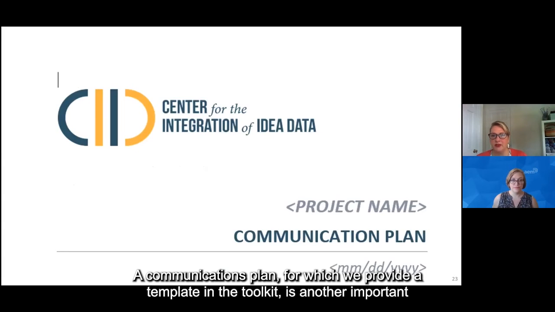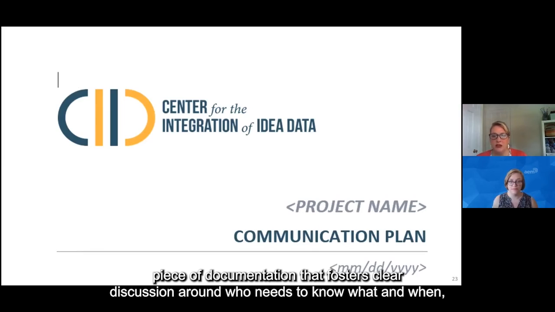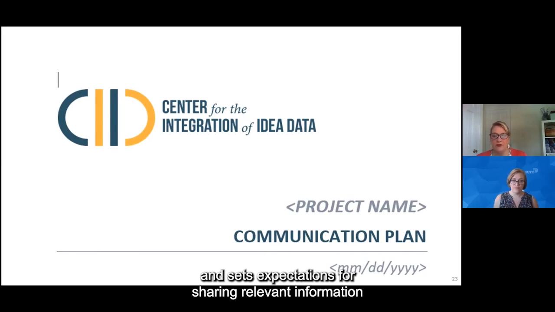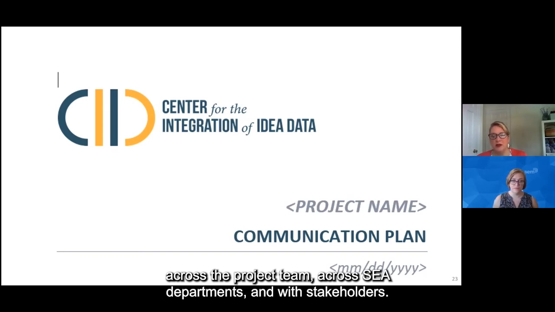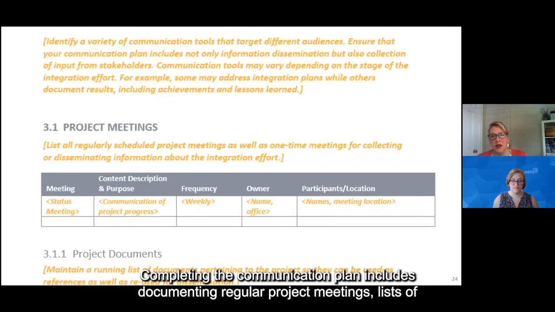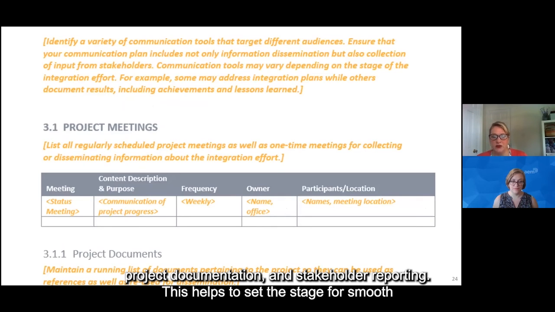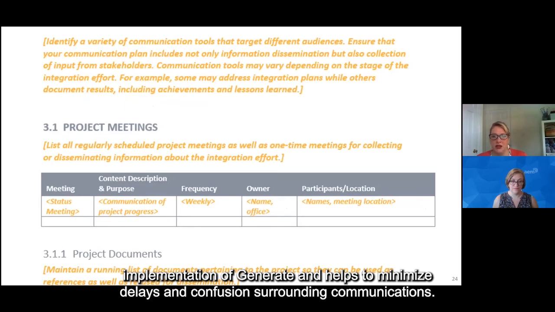A communications plan, for which we provide a template in the toolkit, is another important piece of documentation that fosters clear discussion around who needs to know what and when, and sets expectations for sharing relevant information across the project team, across SEA departments, and with stakeholders. Completing the communication plan includes documenting regular project meetings, lists of project documentation, and stakeholder reporting. This helps to set the stage for smooth implementation of Generate, and helps to minimize delays and confusion surrounding communications.